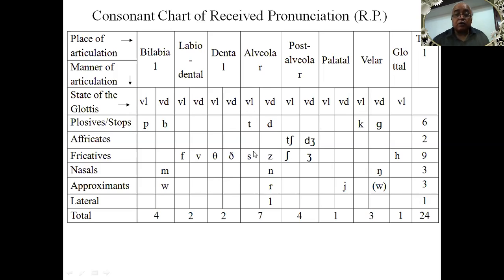So Z is a voiced sound. The vocal cords are held loosely together. When the air passes through, there's a lot of vibration. So we get a Z sound. So the state of the glottis is voiced. It is also alveolar. We've discussed this earlier a number of times, that the tip of the tongue touches the teeth ridge or the alveolar, and it is a fricative.